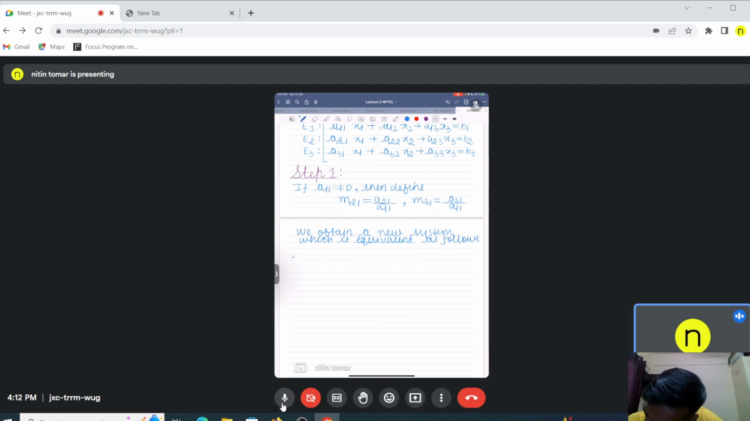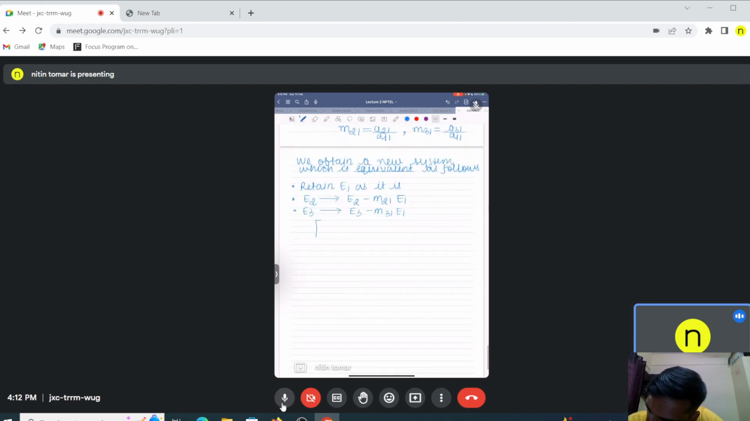So how do you do it? You retain E1 as it is. Then replace E2 by E2 minus m21 E1, okay? And E3 by E3 minus m31 E1. These are the row operations that you will do. Okay, I'll explain now. See, you had this system of equations.